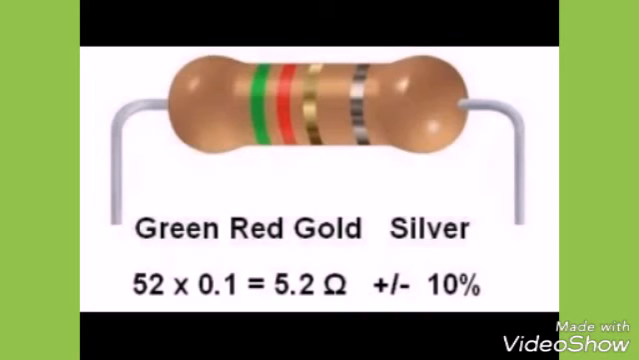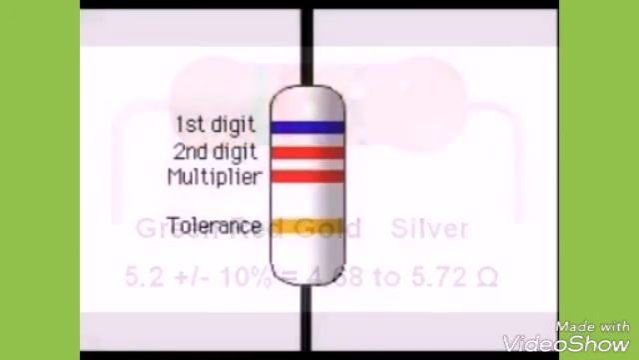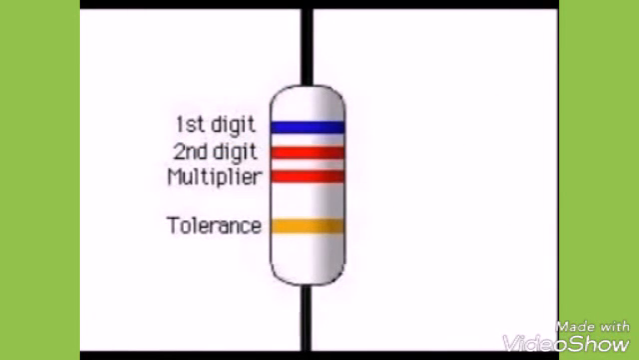The fourth band is silver, so this is 10%. 5.2 plus or minus 10% gives us a range of 4.68 to 5.72 ohms. Therefore, to be called a 5.2 ohm resistor with a tolerance of 10%, the actual value must fall between 4.68 and 5.72 ohms. To review, 4-band resistors consist of two color codes representing the first two digits of the number, followed by a multiplier, and then the tolerance band.